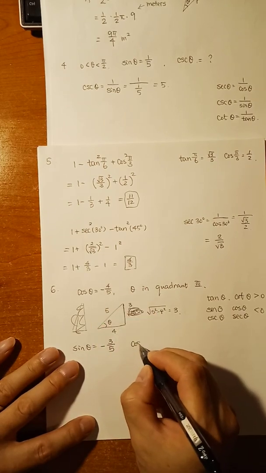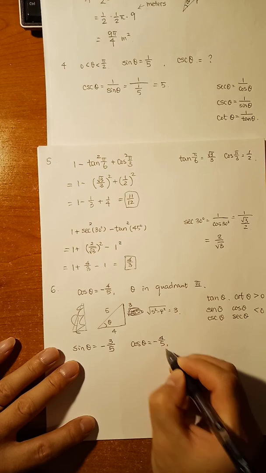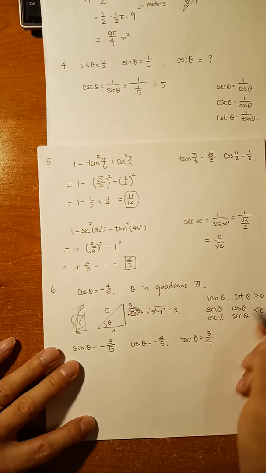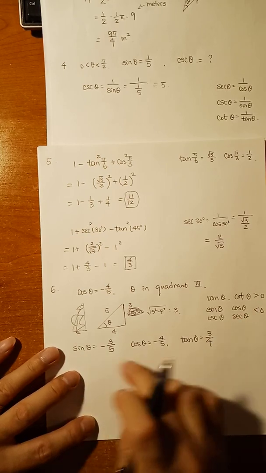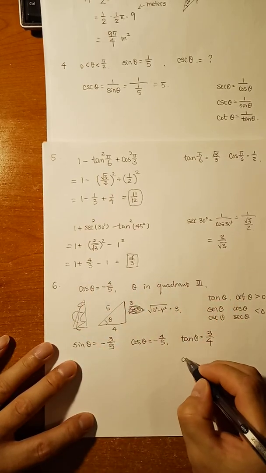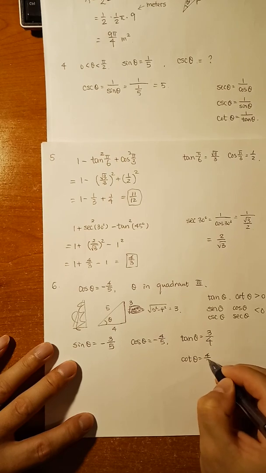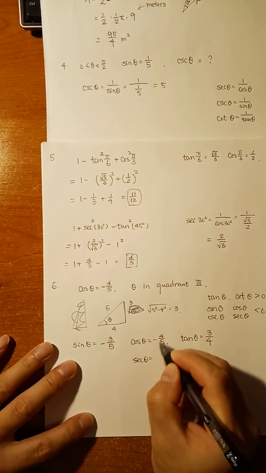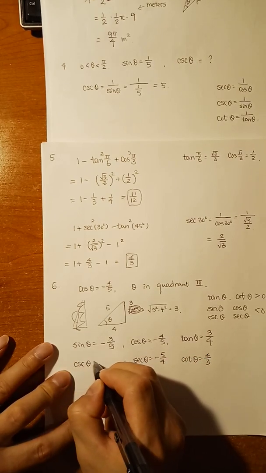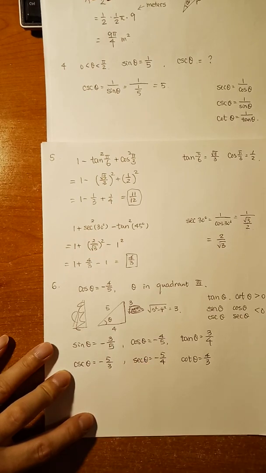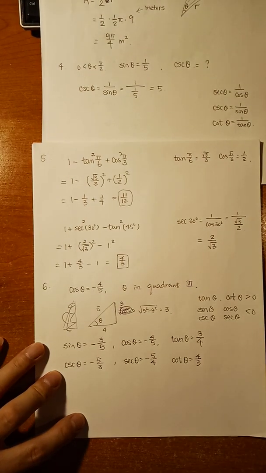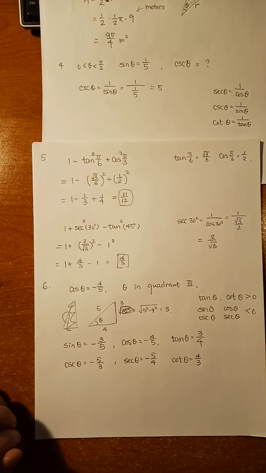Cosine theta is negative 4 over 5. Then tangent theta is opposite over adjacent, so 3 over 4. It's positive, so there's no negative sign. Once you determine those sine, cosine, and tangent, you're going to flip them. So cotangent theta, you flip it, you get 4 over 3. And secant theta, you flip it, is negative 5 over 4. Sine theta, you flip it, the cosecant theta is negative 5 over 3. And that's it. That's problem 6.